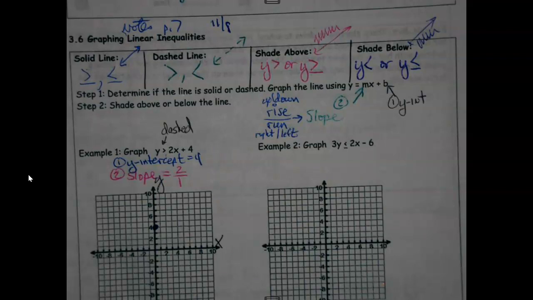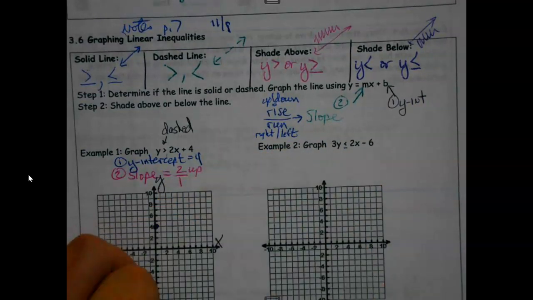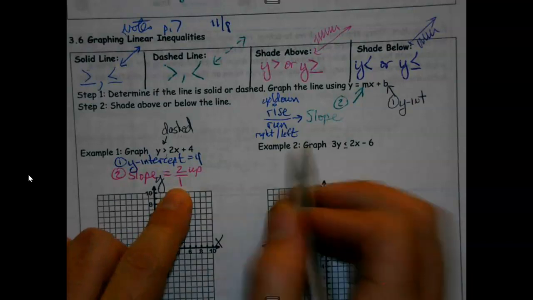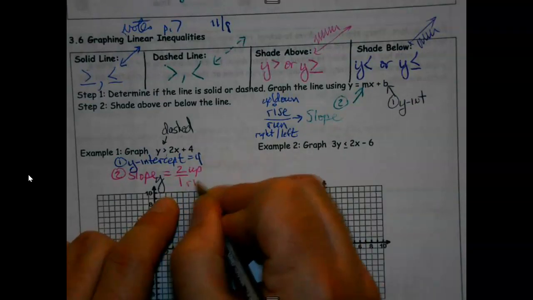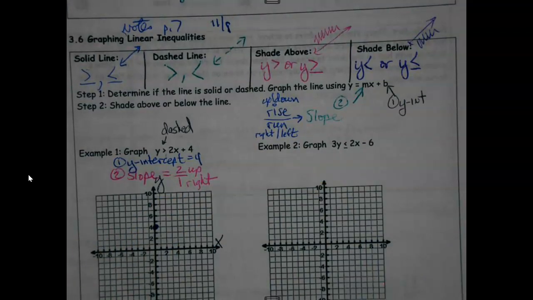So when I go to make my slope now, that 2 is positive. So I'm going to go up 2. And my run is positive. So I'm going to go right. Do I need to write all this every single time I'm doing one of my own problems? Maybe, maybe not. It depends.